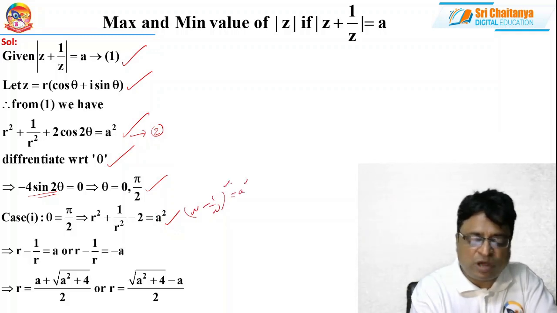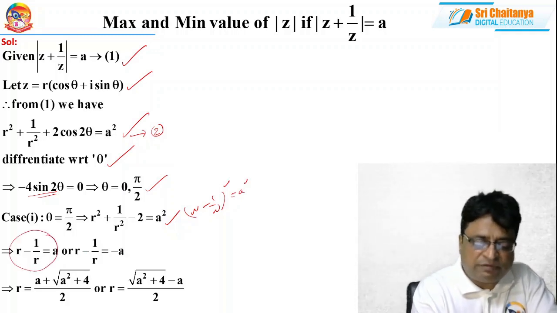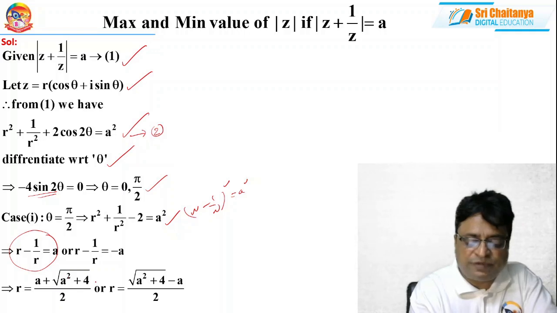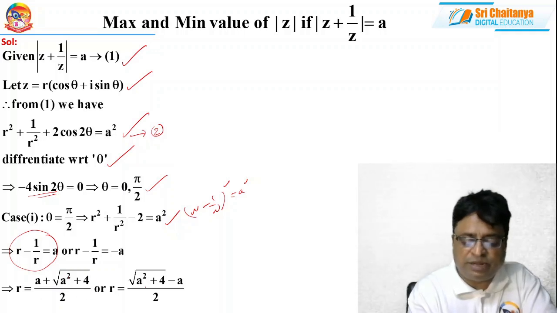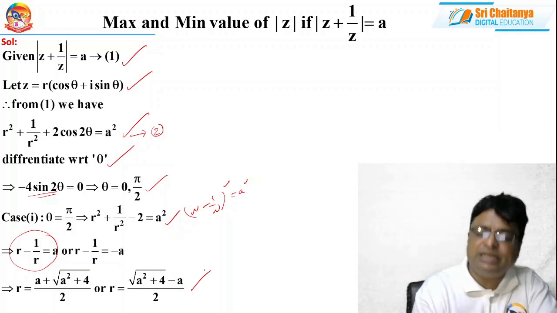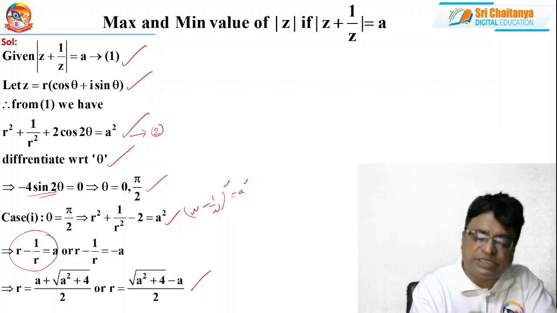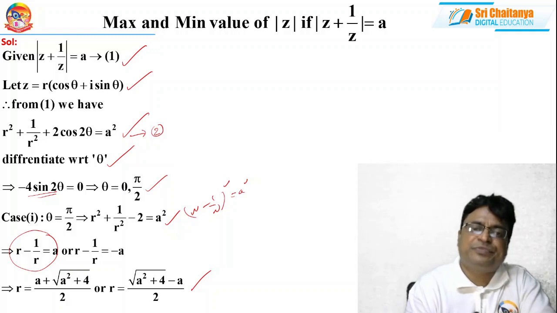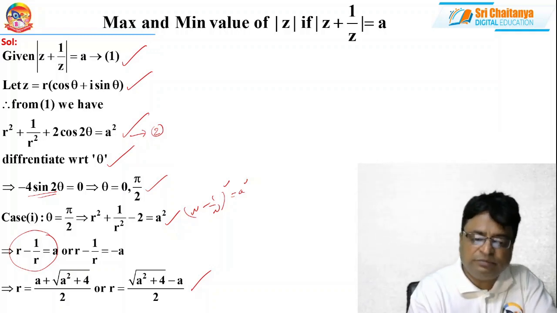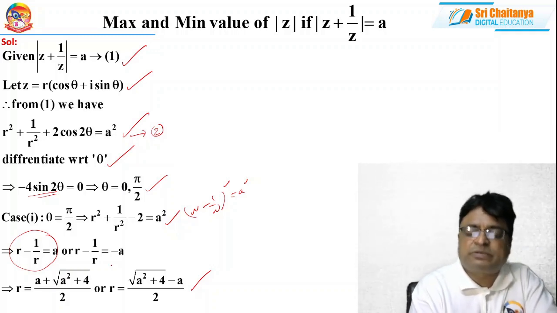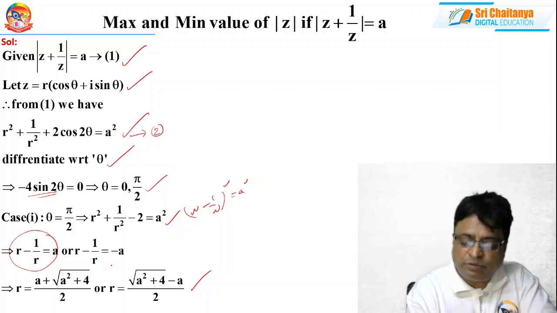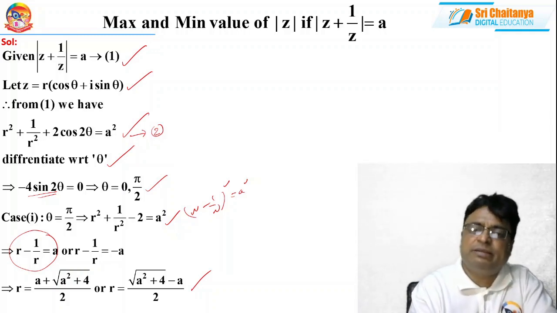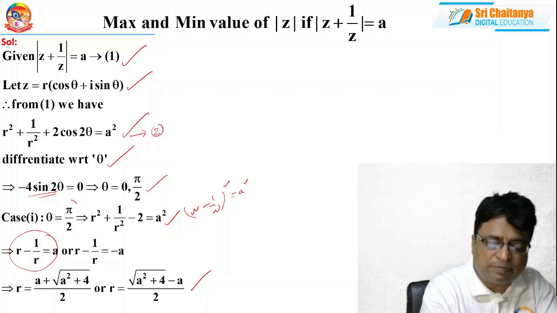So r minus 1 by r is equal to a, or r minus 1 by r is equal to minus a. After solving this quadratic equation, I get r is equal to (a plus root of a square plus 4) by 2, or r is equal to (root of a square plus 4 minus a) by 2. So finally, for theta is equal to pi by 2, the values of r are (root of a square plus 4 plus a) by 2, or (root of a square plus 4 minus a) by 2. This is for theta is equal to pi by 2.